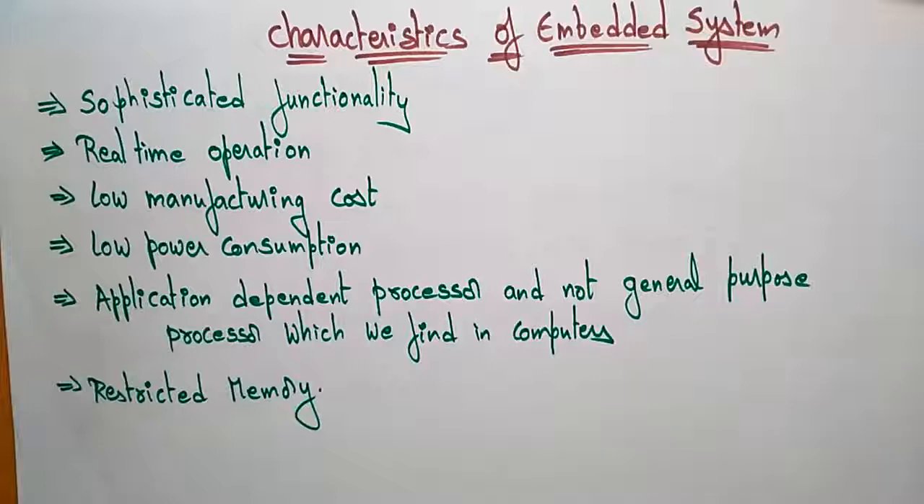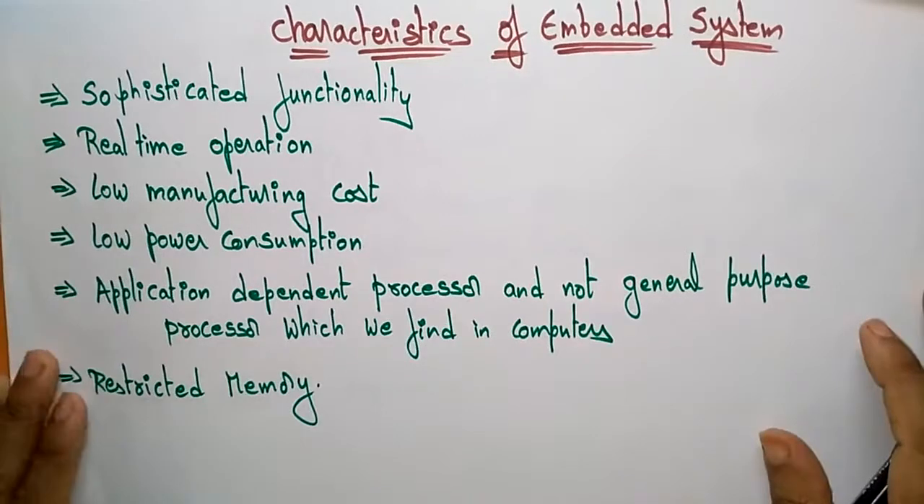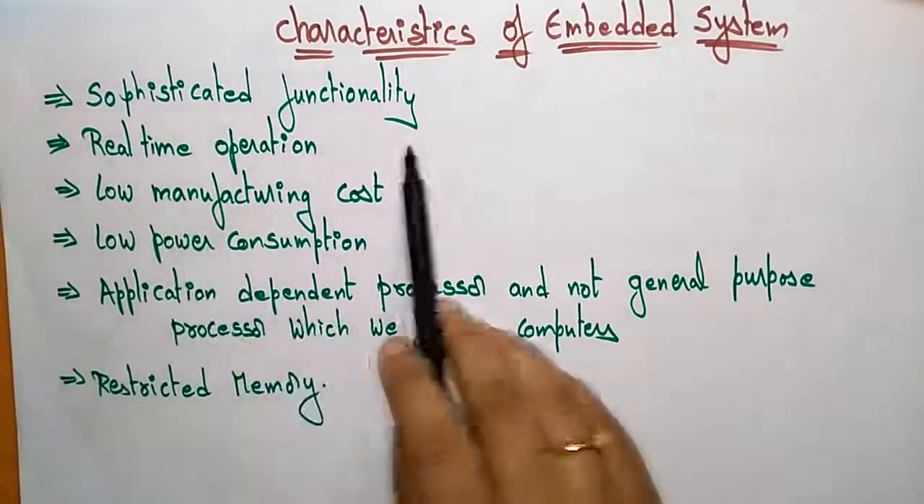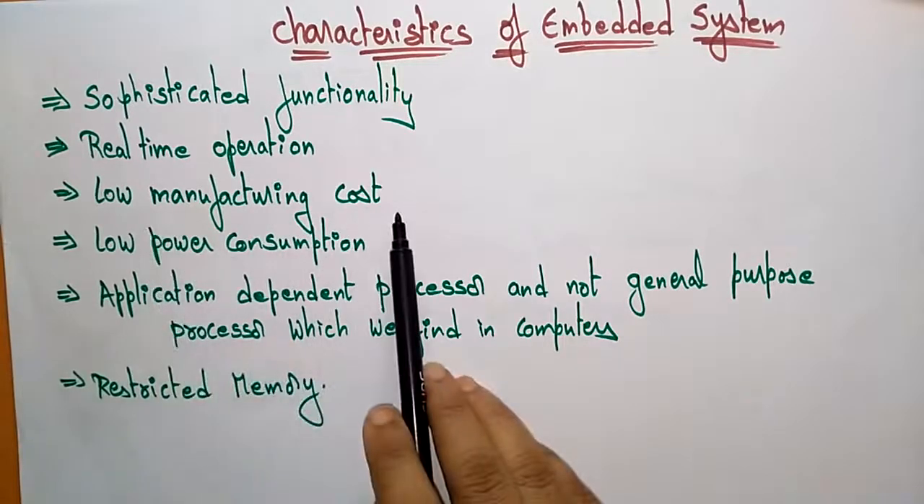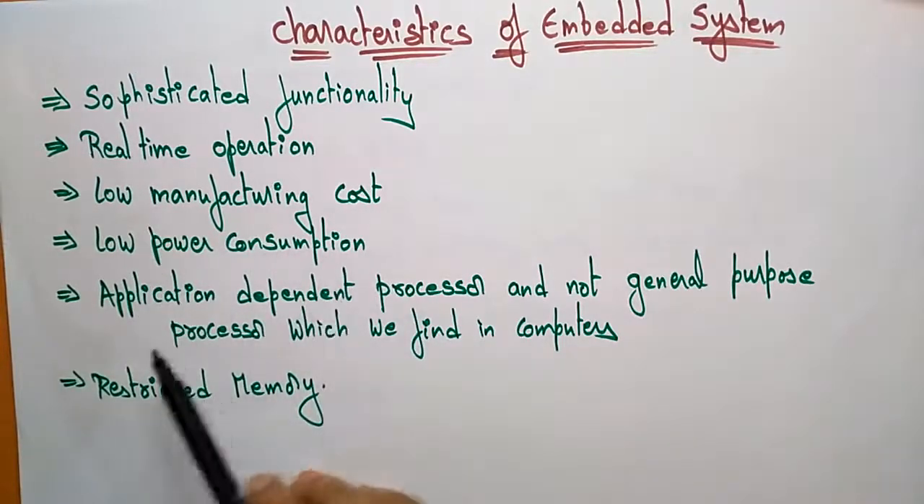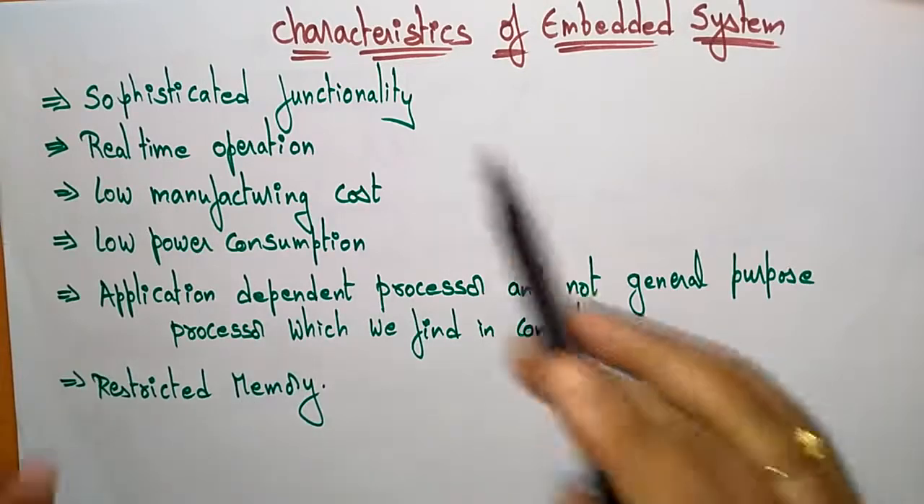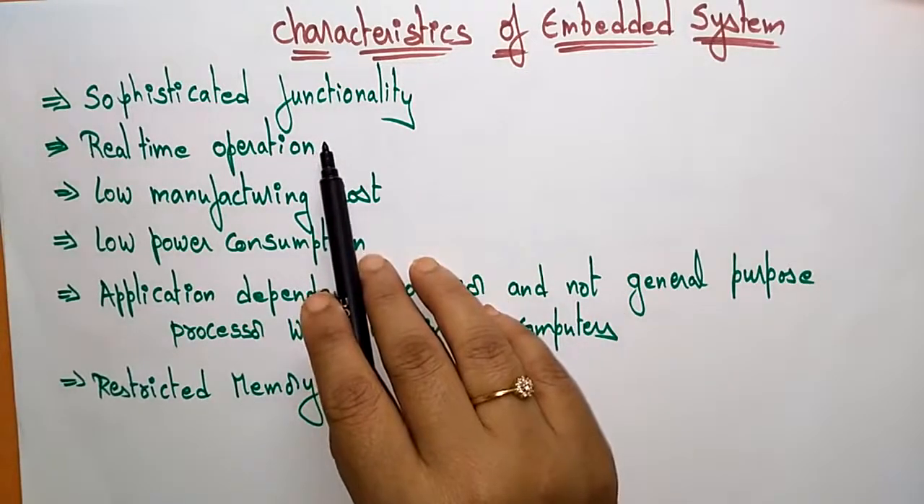Hi students, coming to the next topic, that is the characteristics of embedded systems. The different characteristics of embedded systems are sophisticated functionality, real-time operations, low manufacturing cost, low power consumption, application dependent processor and restricted memory. So what is sophisticated functionality?